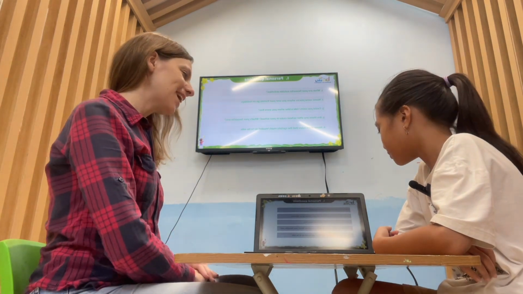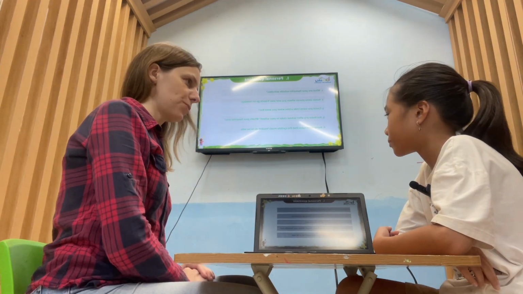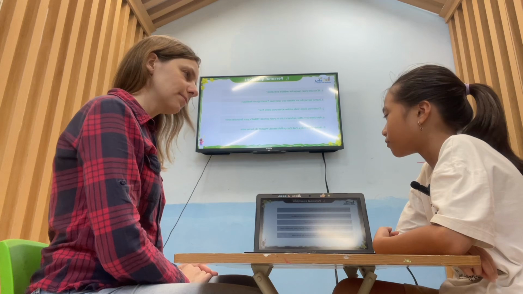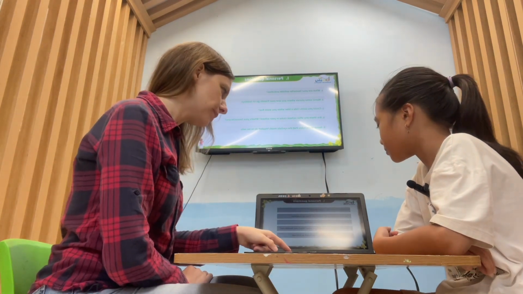English, great. Could you please name some rules that cyclists must and mustn't do to be safe? I must wear a helmet, and I must wear a safety vest. I mustn't ride fast. I mustn't wear flip-flops. Mm-hmm. Thank you very much. Let's go to the next part.